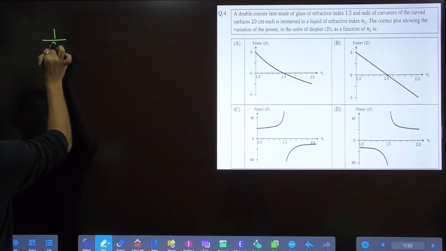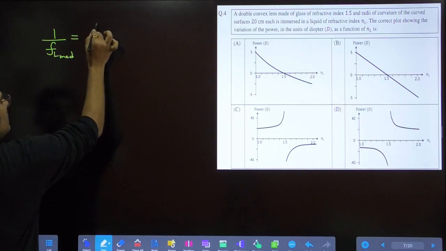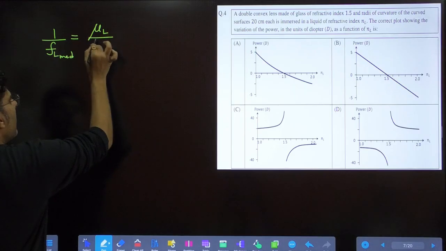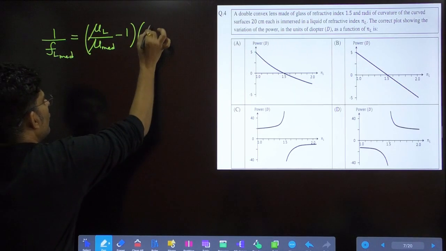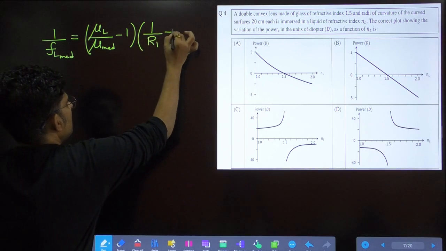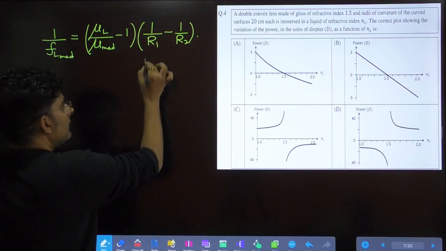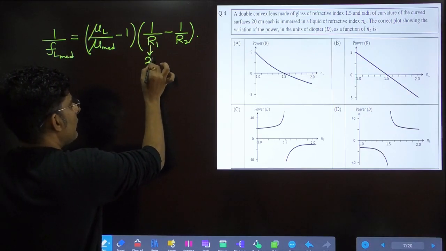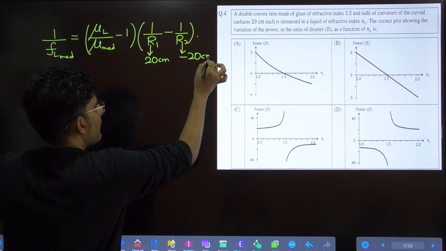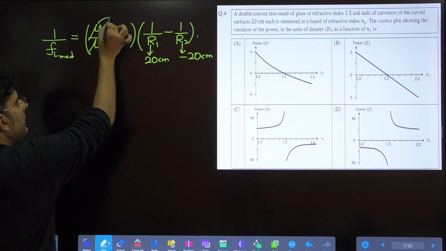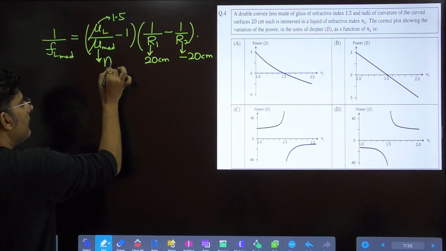So 1 by focal length of lens with respect to medium, we go by mu of lens by mu of medium minus 1 into 1 by R1 minus 1 by R2. This is what we write if we are taking in centimeters. Now R1 is given as 20 centimeter, we know for convex lens positive, R2 will be negative, so minus 20 centimeter. Mu L is mentioned made of glass 1.5 and this is given as NL.